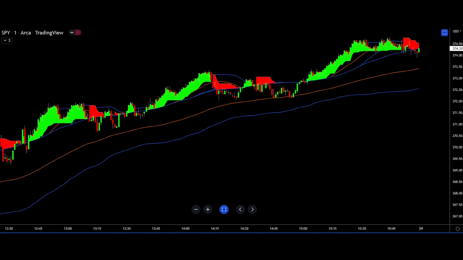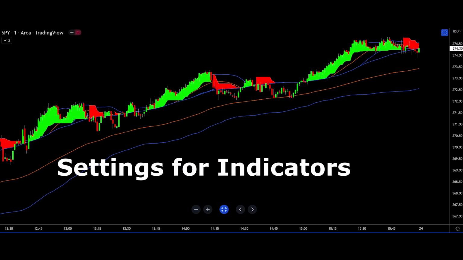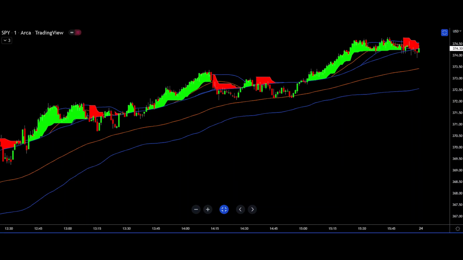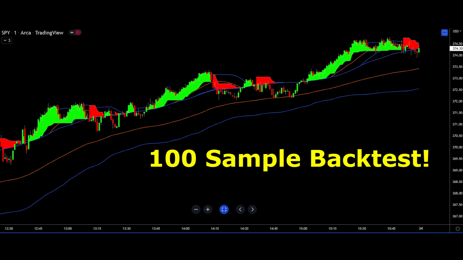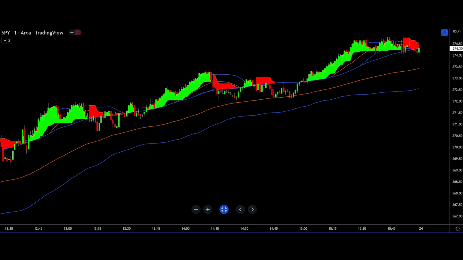In this case, so what we're going to do here today is I'm going to show you how it works, the settings for the indicators, talk you quickly through the methodology, and then we're going to run a 100 sample backtest to see how it performs. So you can learn a little bit more about the market to make yourself a better trader and investor. So let's get into it.